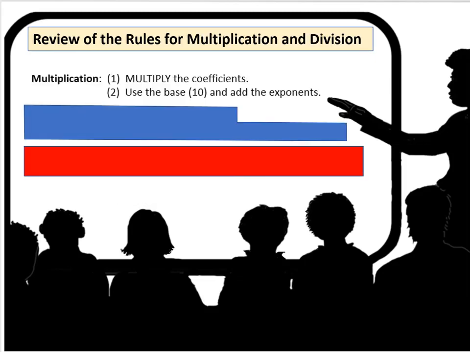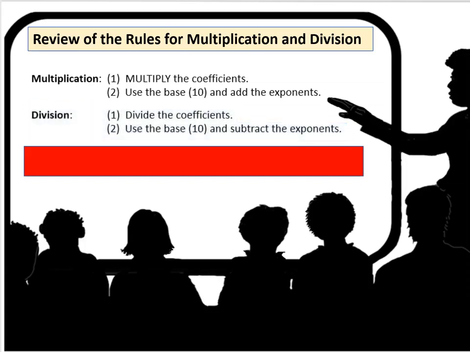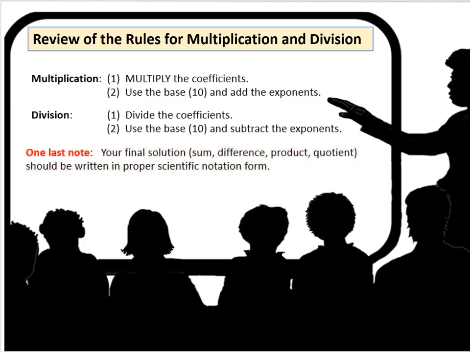Let's review the rules for multiplication and division. For multiplication, you're going to multiply the coefficients, and the other factor is going to use the base 10 and add the exponents. For division, you're going to divide the coefficients. Then the other factor will be times 10, where you have subtracted the exponents. And one last note, and this is important. Your final solution, whether it be a sum, difference, product, or quotient, should be written in proper scientific form.